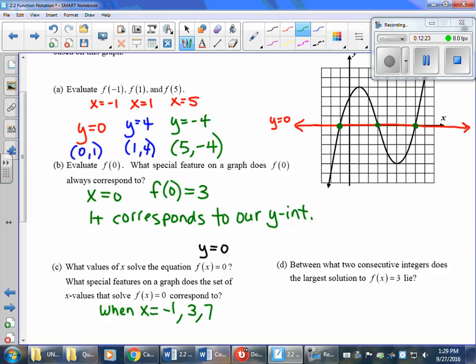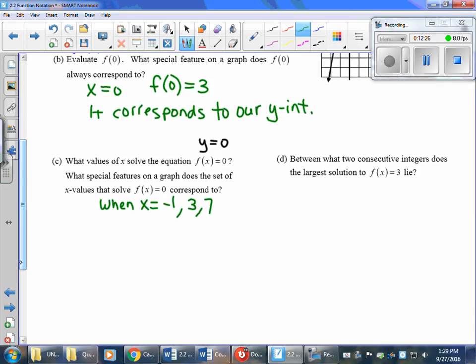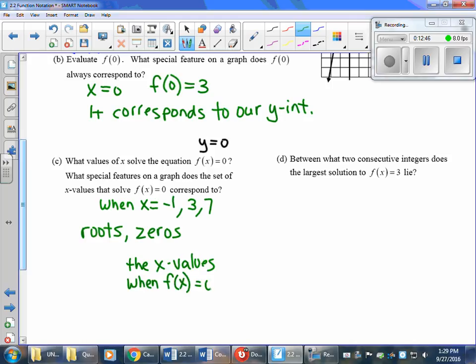And what do they correspond to? Sometimes we call them roots, but more commonly they're known as the zeros of the function. So the zeros mean the x values when f of x, or y, is equal to 0. That's a really good card to make for our vocabulary lessons.